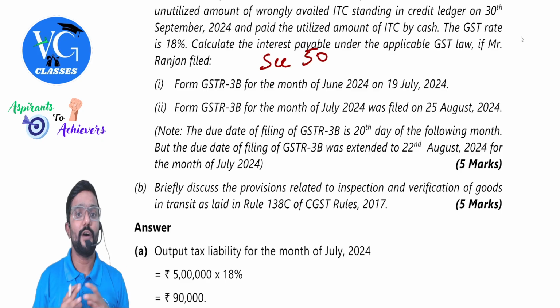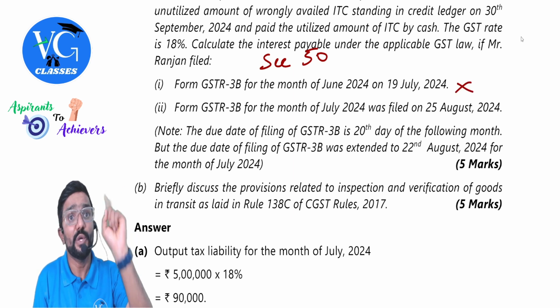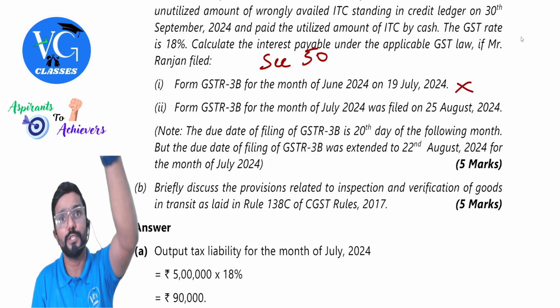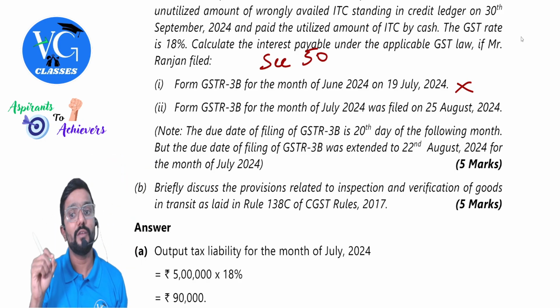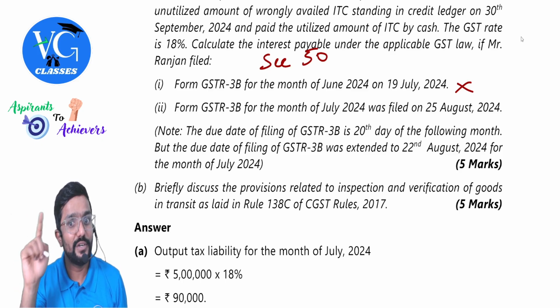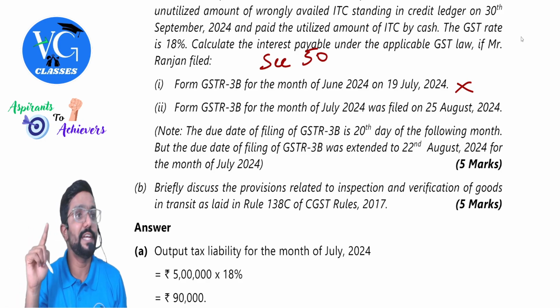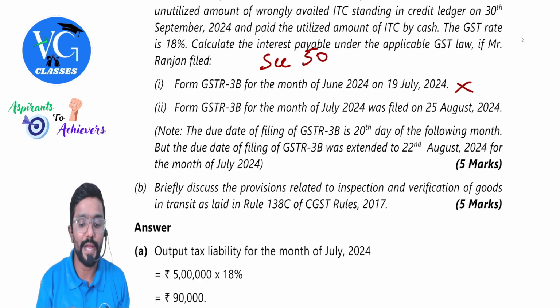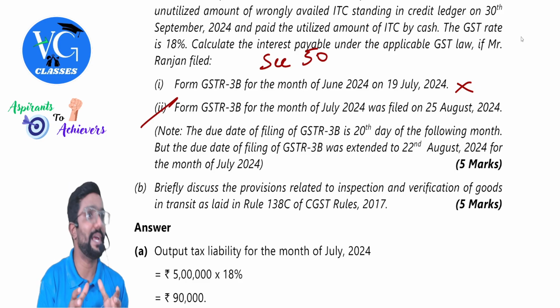Okay. Form GSTR 3B for the month of June 2024 is filed on 19th July. Not relevant for us because he didn't utilize the credit in June. When did he use it? July. Form GSTR 3B for the month of July was filed on 25th August. Actually, the due date is 20th of the next month, but he has filed it on 25th August. Is this relevant? Yes, because he has utilized the credit for July.